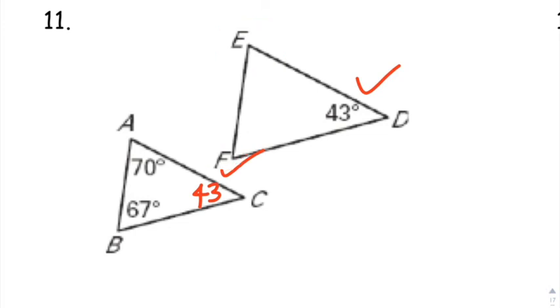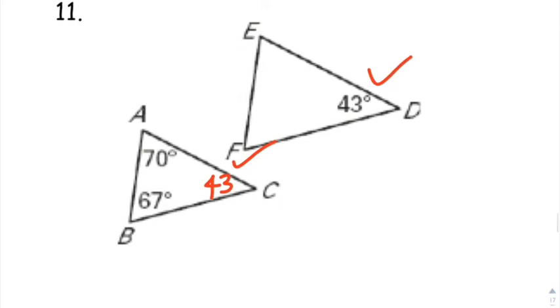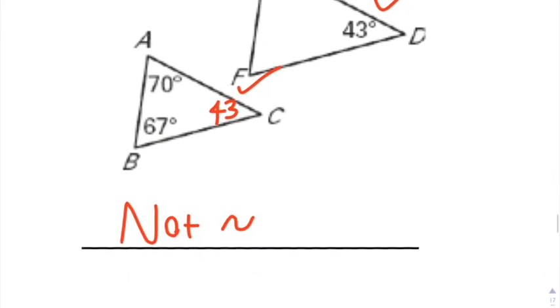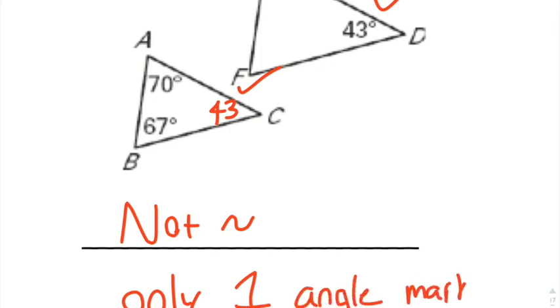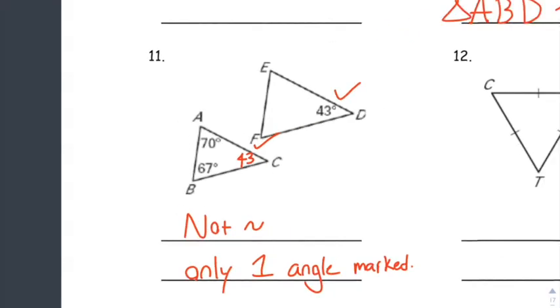Since they don't tell us anything about E or F, it's kind of like we only have one angle. We need at least two angles to be congruent. So this one right here, we just say these are not similar, not similar because there's only one angle. I guess marked on both. I'm just going to write one angle marked.